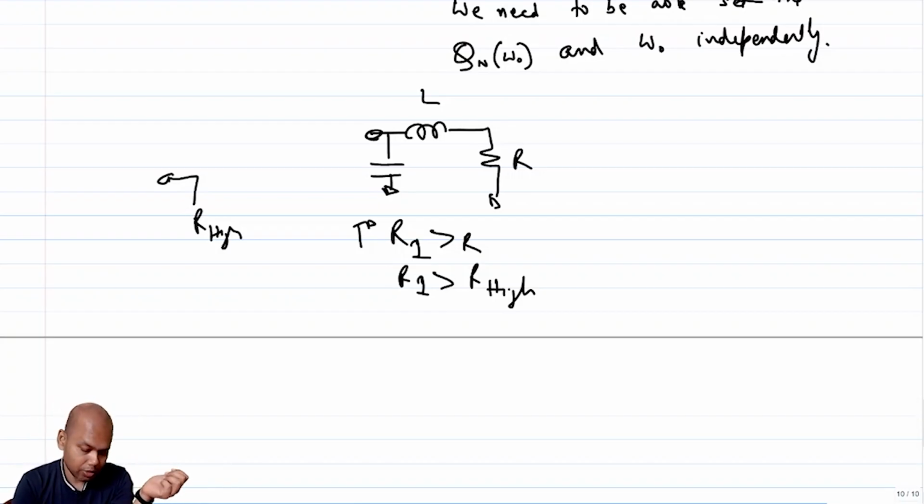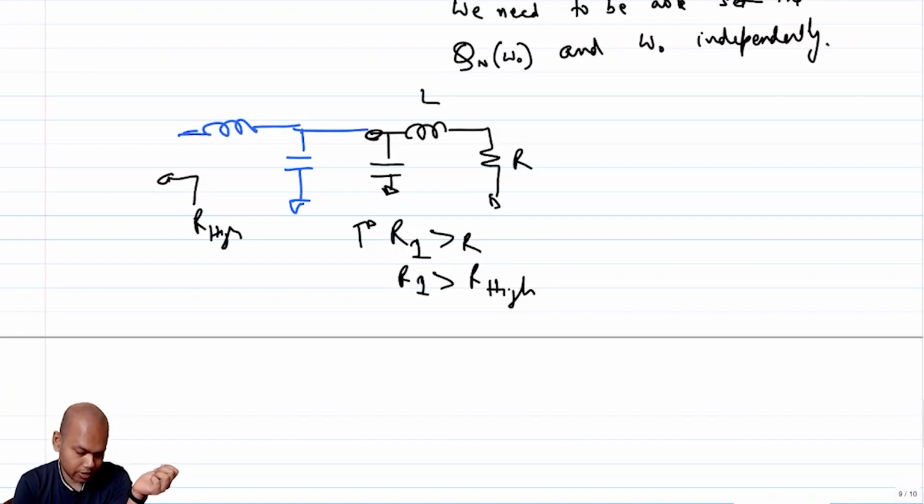Now what can I do? I can basically have another network like this, which is a step down network, right? Because here I see Ri, so I can do this, and I can do this. I connect it here, and this will be R high. Correct?